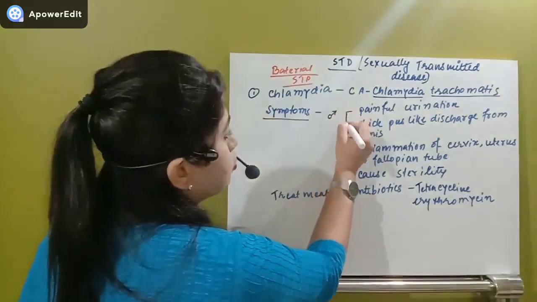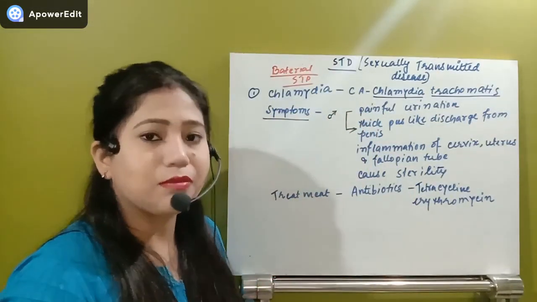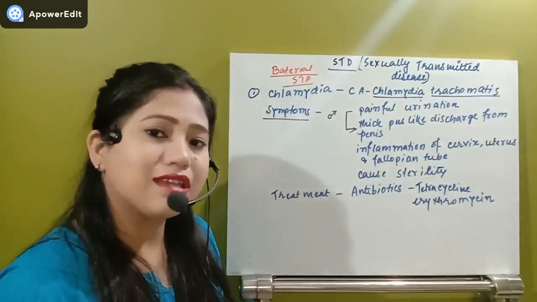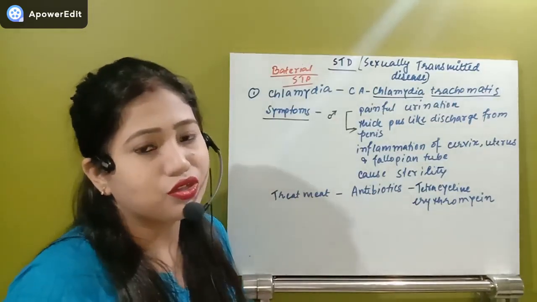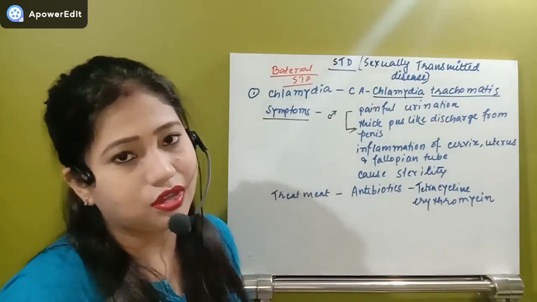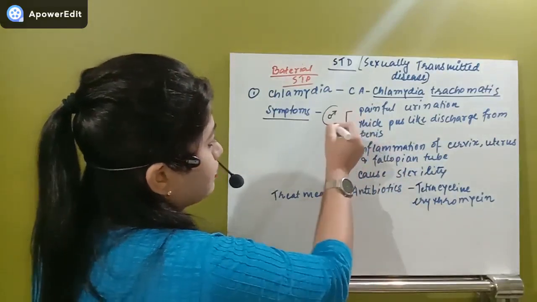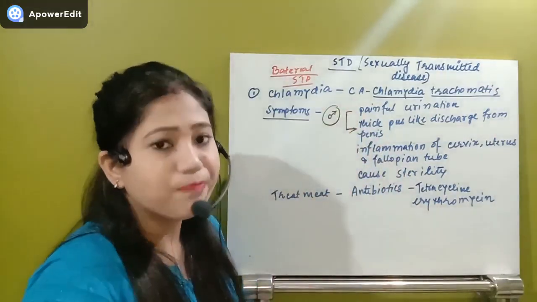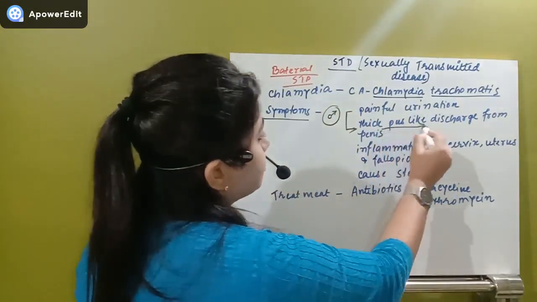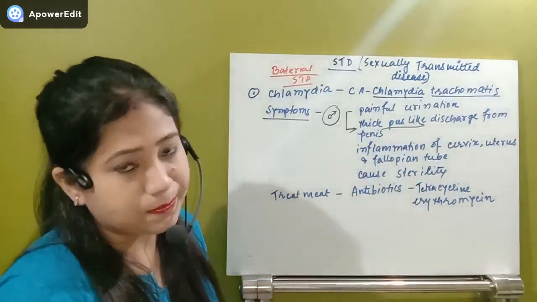In case of male, the symptoms will include painful urination, or in some cases, the time will increase as the time passes, then from the penis the yellow discharge starts to release. So in case of male, painful urination occurs and the thick pus-like yellow discharge starts to release from the penis.